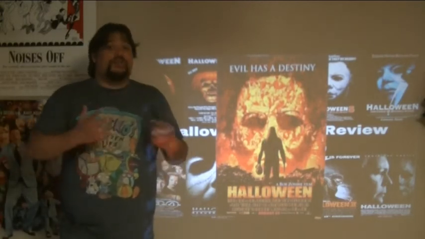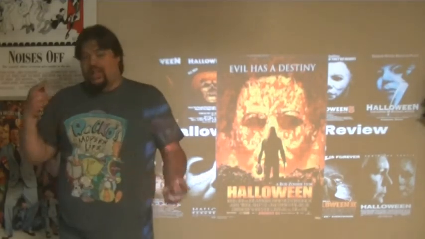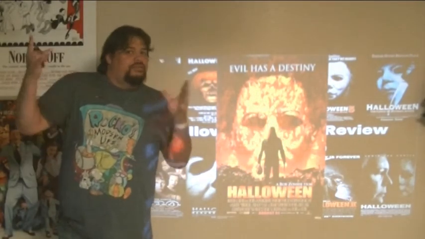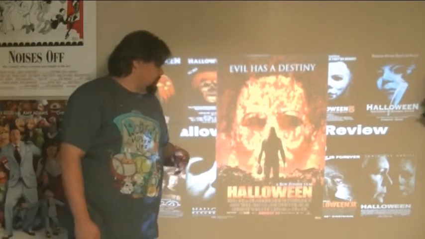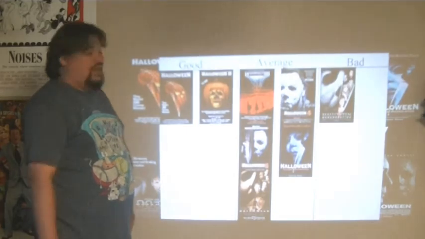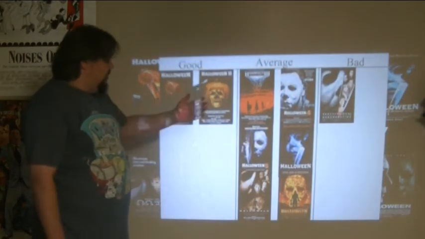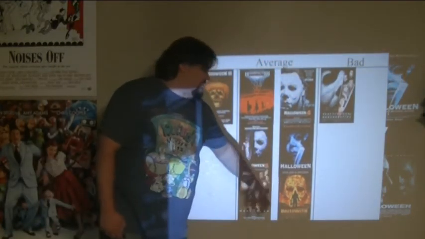Danielle Harris, who played Jamie Lloyd in Halloween 4 and 5. So yeah, it's an interesting tidbit. They brought her back to play a different character. So where does the Rob Zombie Halloween movie fall? I like it. It's an average movie. It's right there. It's nice in average land.